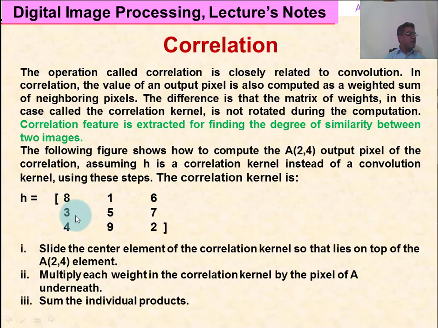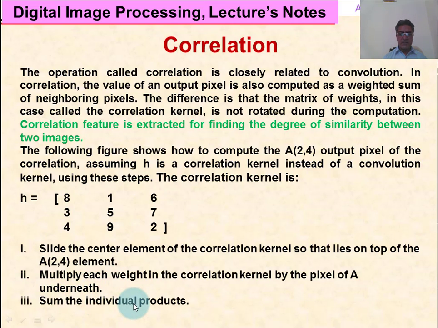the correlation kernel is H. In the previous example we rotated it by 180 degrees, but here we will not rotate this kernel. Slide the central element of the correlation kernel so that it lies on top of the A of 2, 4 element. This central pixel value, that is the 5, will coincide or overlap with the A of 2, 4 location of the input image. Multiply each weight in the correlation kernel by the pixels of A underneath.